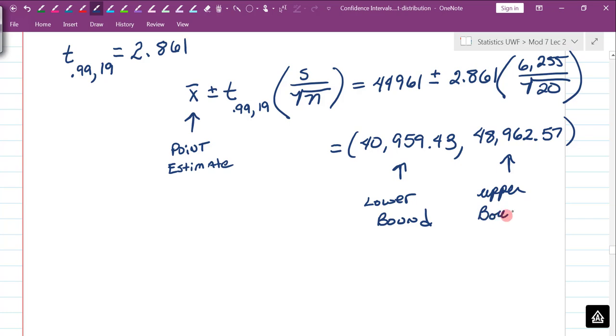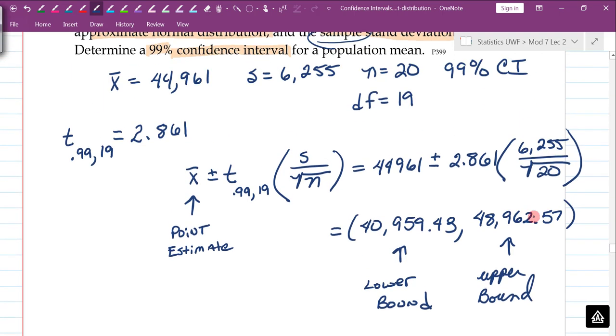Upper bound. And another way of saying this is that 99% of the time that I go out to the same population and collect a sample size of 20, 99% of the time that I calculate the average mean of those 20 randomly selected head coaches, the mean of those 20 coaches will fall between this lower boundary and this upper boundary. Okay, 99% of the time that I pull the salaries from that population.